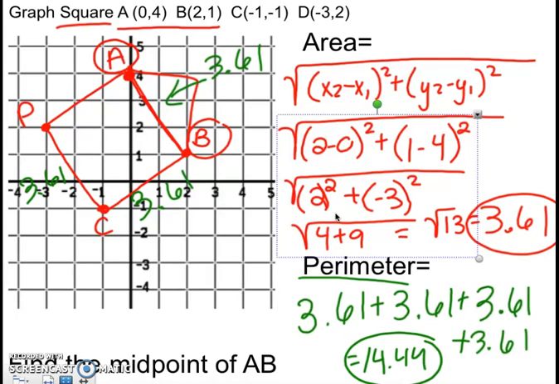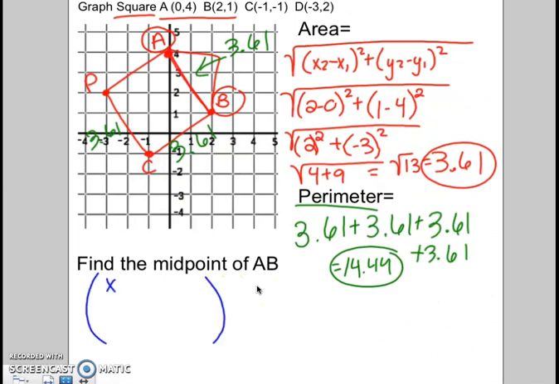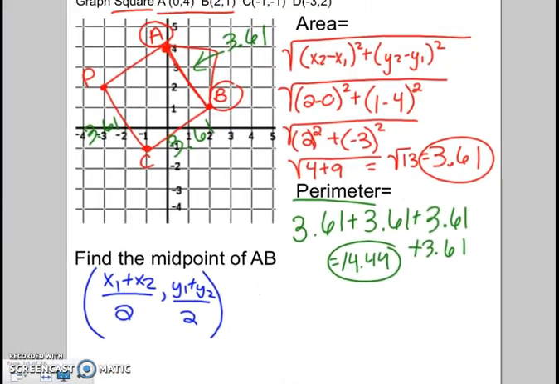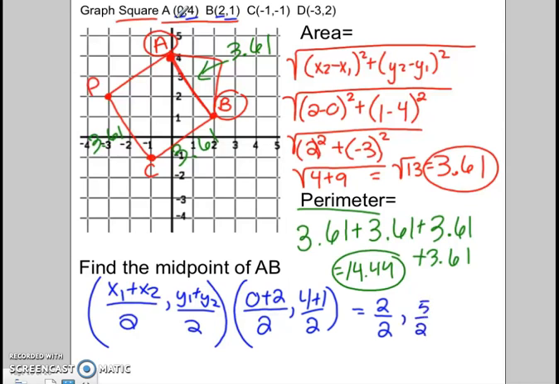Okay. All right. Now this last question wants us to find the midpoint of A and B. So I'm looking for a point in the middle. So again, to find the midpoint, you're going to do (x1 plus x2) over 2, and then (y1 plus y2) over 2. So my x's would be 0 and 2, so I'd have 0 plus 2 over 2. For your y's, you'd have 4 plus 1 over 2. And so then 0 plus 2 is going to be 2 over 2, comma, 5 over 2.